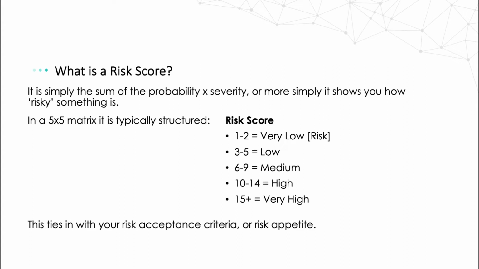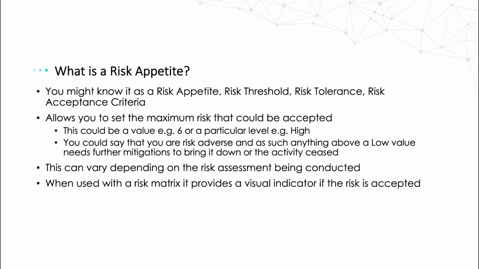Now, that risk score should fall into your risk appetite, your risk acceptance criteria, and so on. So let's have a quick look at that. What is a risk appetite? Well, you might know it as a risk appetite, risk threshold, risk tolerance, risk acceptance criteria, although sometimes that does have further information associated with it. Basically, it allows you to set the maximum risk that could be accepted.